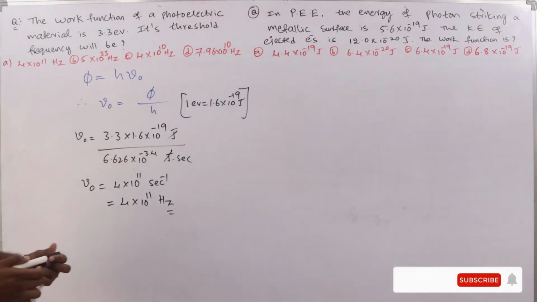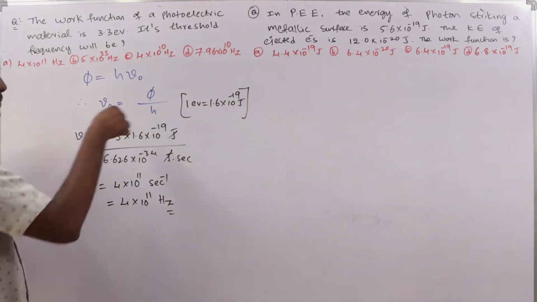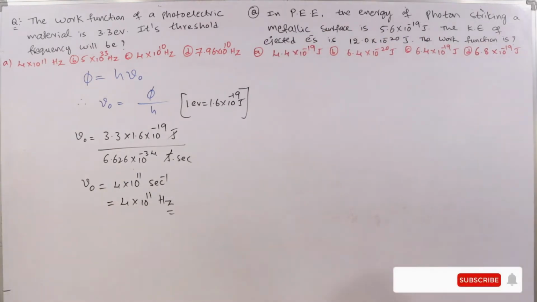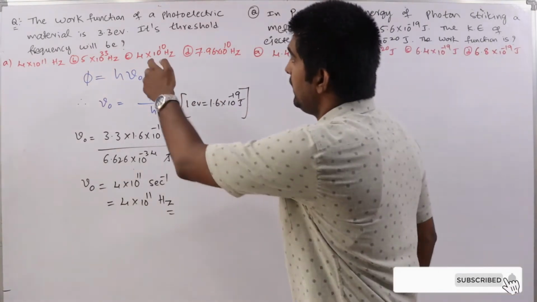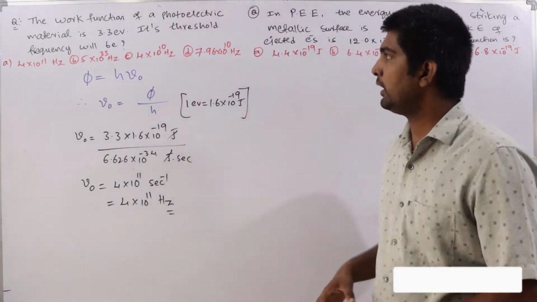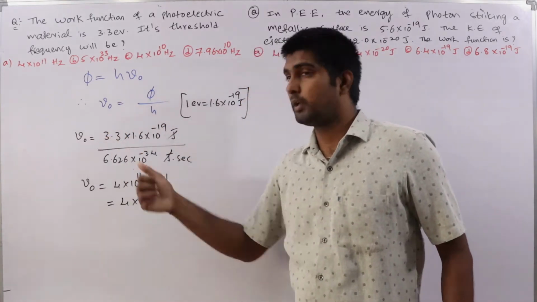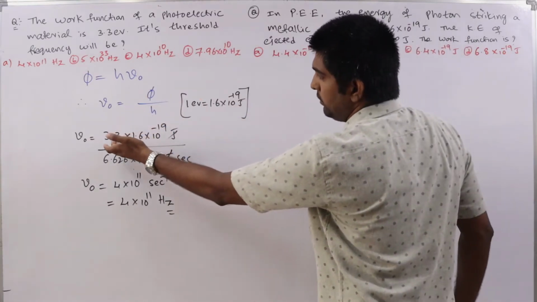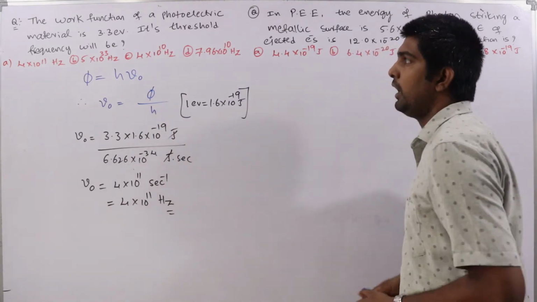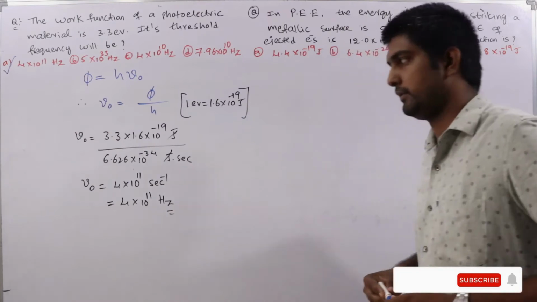Clear? So this is the formula, and see here this type of interconversions are essential in the structure of atom while solving problems. Here it is given in electron volt and h value is in joules. So that's why first we have converted this work function into joules, and then we have substituted here, and finally we get the answer. So what is the answer? First option is the answer.